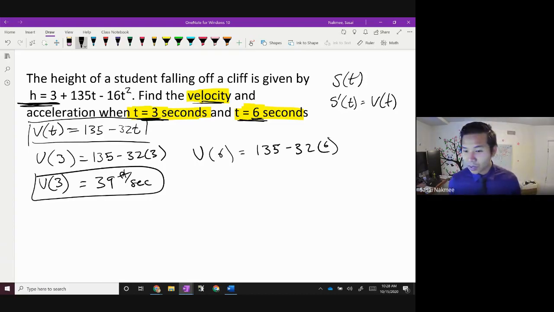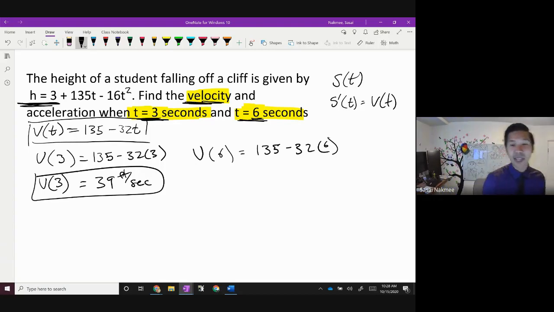Wait, so you find the derivative and then you plug in 3 and 6? Yeah. I'm not doing 6 minus 3 or 3 minus 6 because I'm not finding the average velocity, right? I'm finding the velocity, the instantaneous velocity, Kimberly.